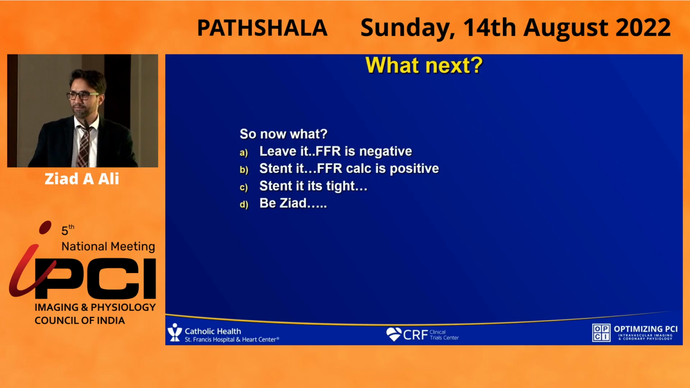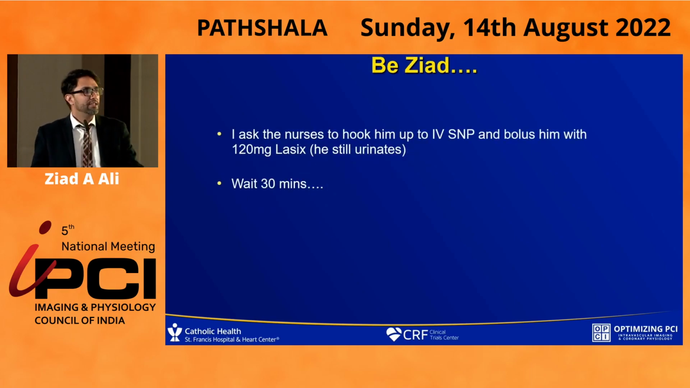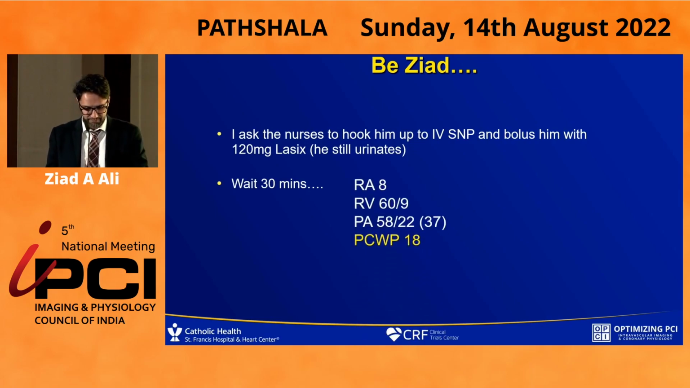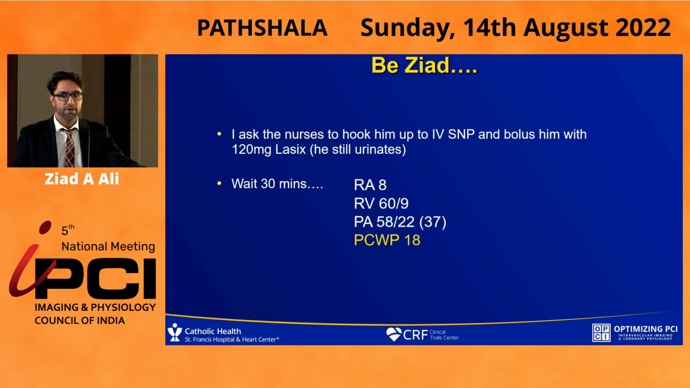So what do I do? Leave it, FFR is negative, stent it, the FFR calculation is positive, stent it because it's tight, or be Ziad. So I chose to be Ziad, so I asked the nurses to hook him up to IV sodium nitroprusside and bolus him with 120 milligrams of Lasix. He still urinates, okay? And then I wait for 30 minutes. These are the numbers. Wedge pressures come down beautifully. RA is now 8.